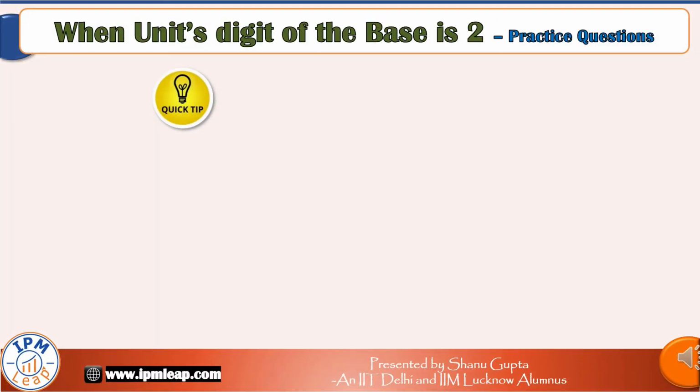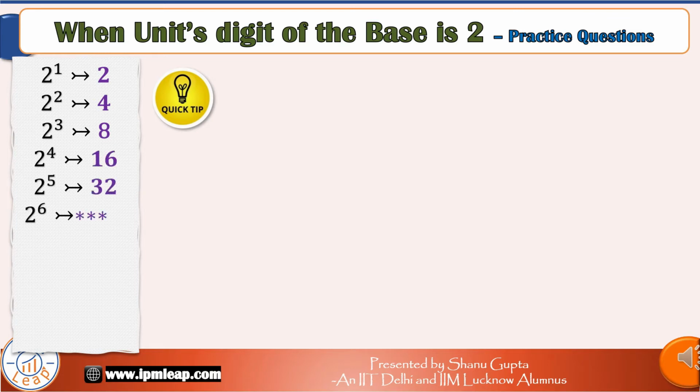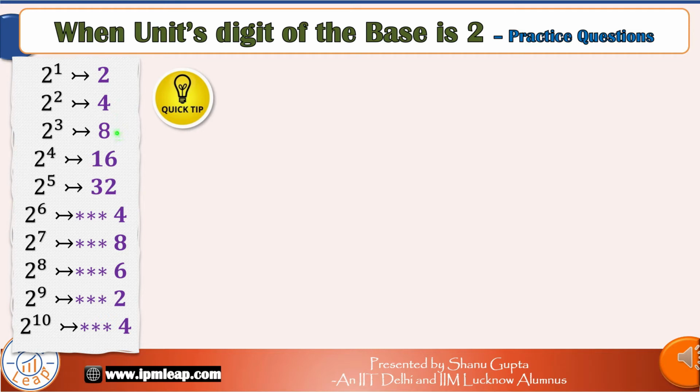And the last category, category number 3, is when the units digit of the base is 2, 3, 7 or 8. Let's discuss the base 2. Looking at its powers, 2 raised power 1 is 2, 2 raised power 2, 4, 2 raised power 3, 8, 2 raised power 4, 16, and 2 raised power 5 is 32. There is again a recurring pattern, isn't it? Units digits are 2, 4, 8, 6 and again 2.